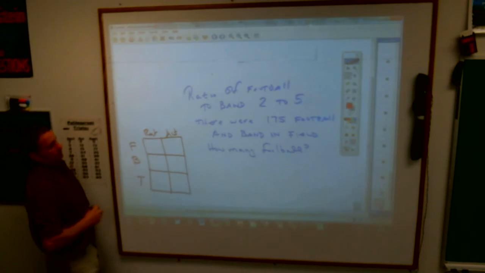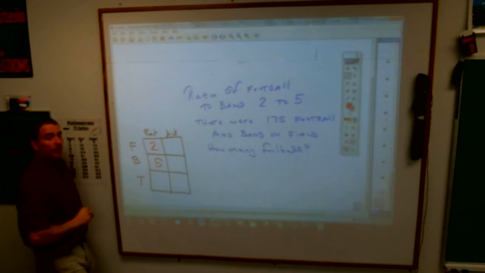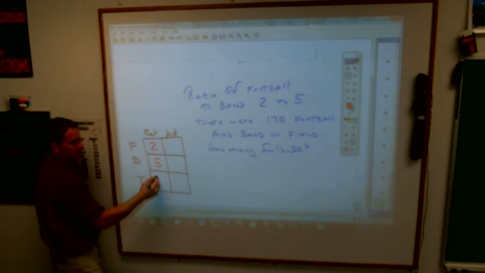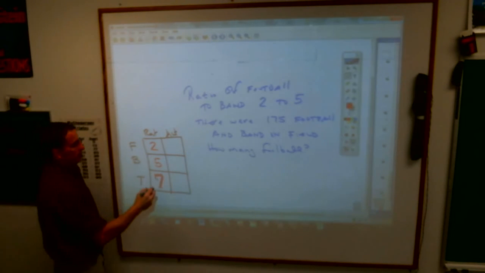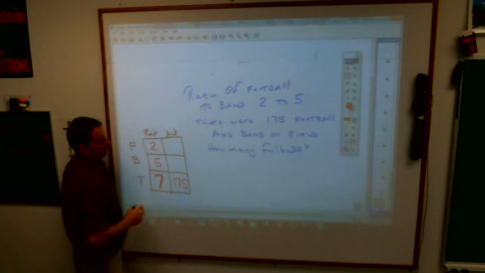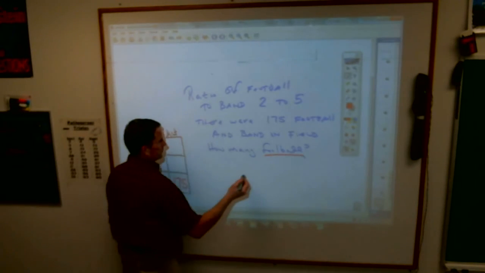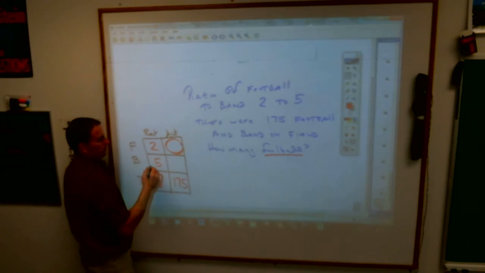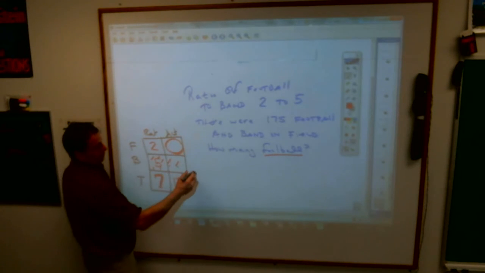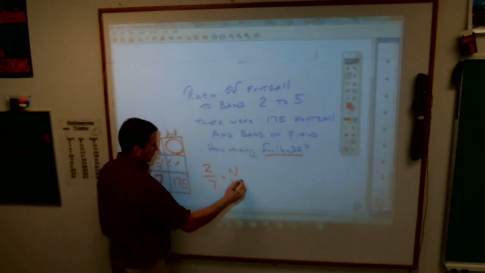So here we go, football to band, 2 football, 5 band, that would be a total of how many? 2 plus 5 is 7, that's your ratio total, 7. In actuality, we know there were 175 of these people. And which one do we want? Football or band? We want to know how many football, so this is the box we're looking for. You don't need this at this point. So either you can do it right here, or you can write out the 2 over 7. 2 over 7 equals what number over 175?